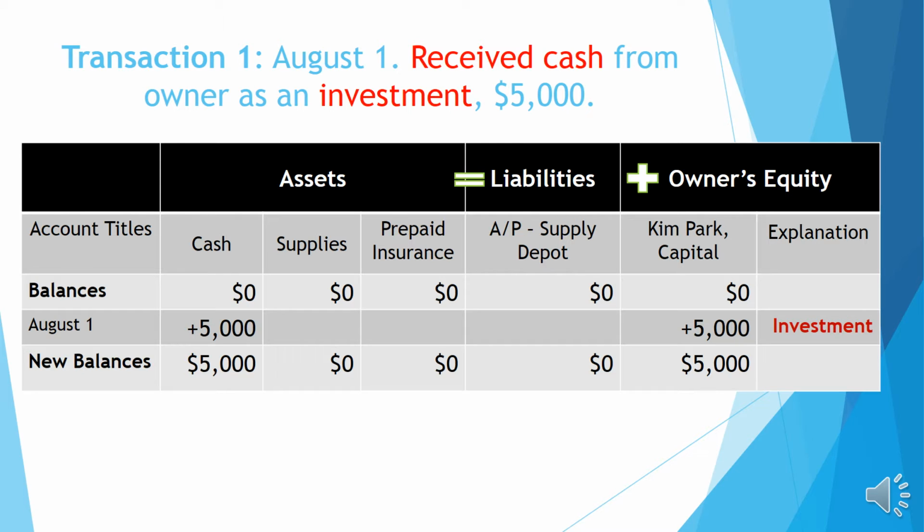Now it's time to check to make sure assets equals liabilities plus owner's equity. So if we look at the asset side, we have $5,000 plus 0 equals 5,000. On the right side of the accounting equation, we have 0 plus 5,000, which is $5,000. So assets do equal liabilities plus owner's equity.